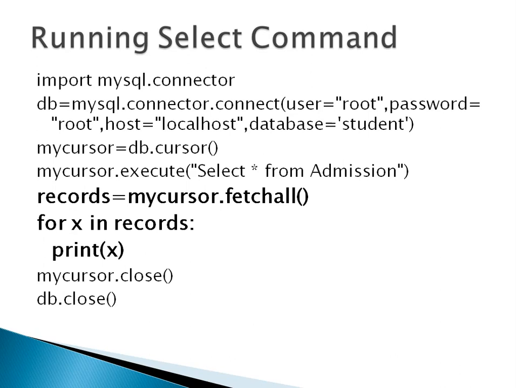It is a user defined object. This records object contains various records, so we can iterate through them using a for loop. That's why we have used the for loop: for x in records, print x. Using this for loop, we can print each record by iterating over the result set object.